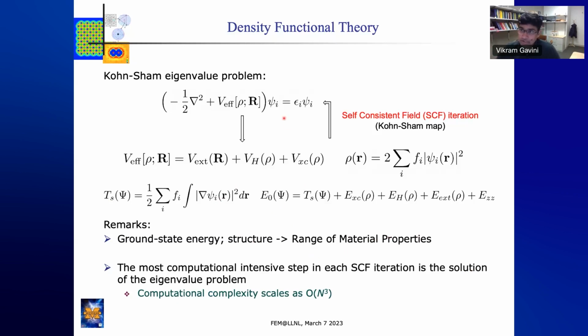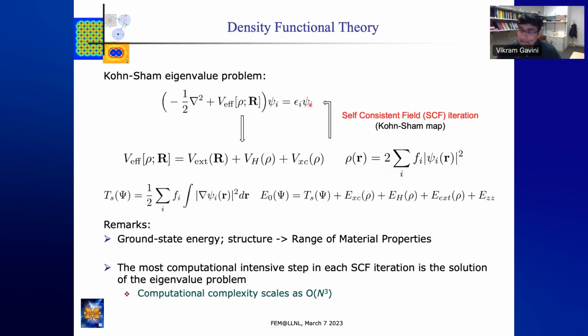If we look from a computational standpoint, what is the most expensive part of the density functional theory calculation of solving the Kohn-Sham equations? That is the solution of this eigenvalue problem. And that scales cubically with the number of electrons in the system, because we have to solve for as many eigenstates as there are electrons in the system.